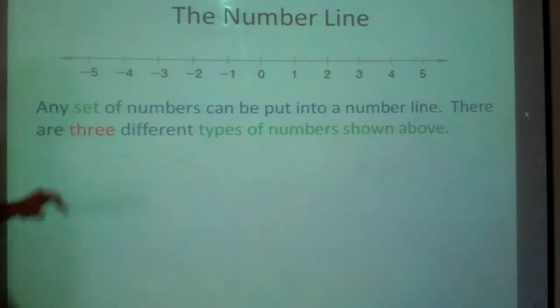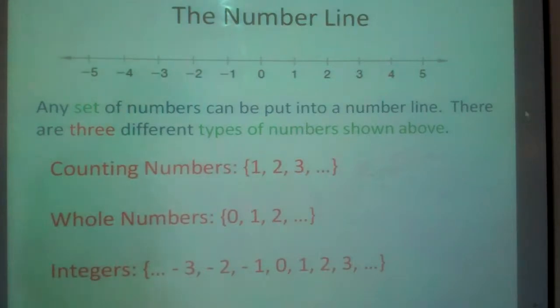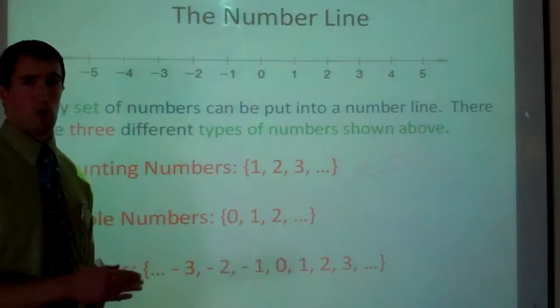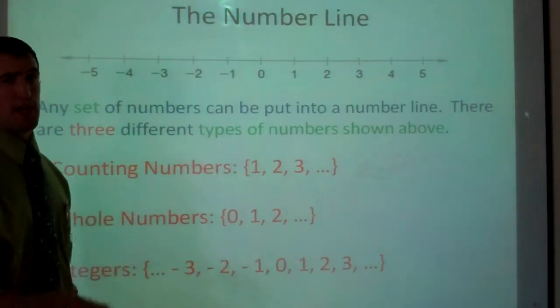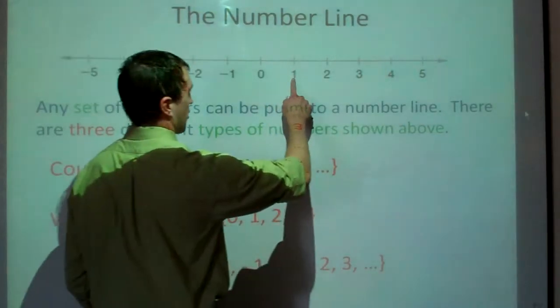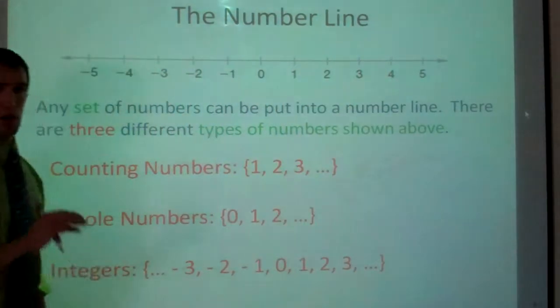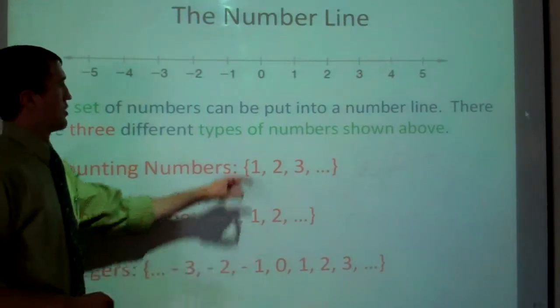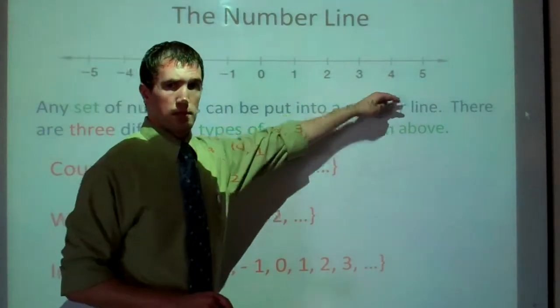Any set of numbers can be put into a number line. There are 3 different types of numbers shown above. We have our counting numbers. Counting numbers always start at 1, and they go up in the positive direction to infinity. So that would be from here on up. Whole numbers are the same way. The only difference is that they start at 0. So that's from here on up.